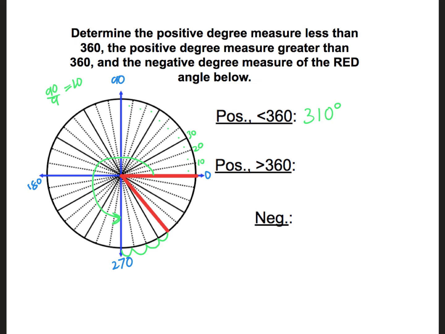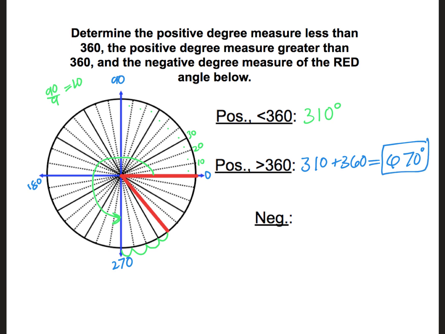Now, to find that measure greater than 360, we're going to take that angle measure, 310, and add 360 to it. So 310 plus 360 gives me 670 degrees, and that'll be a positive angle measure.